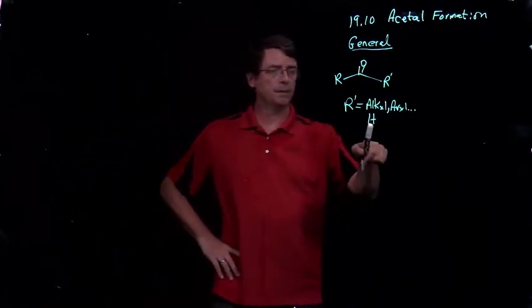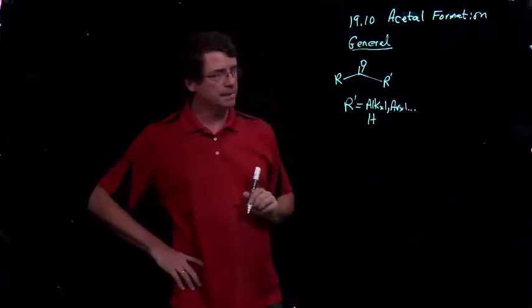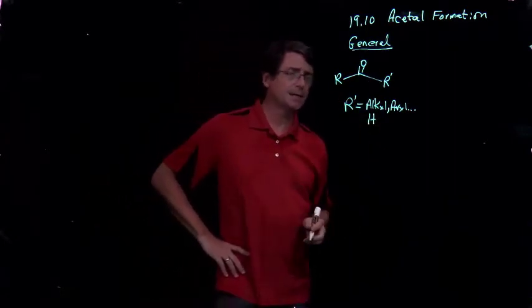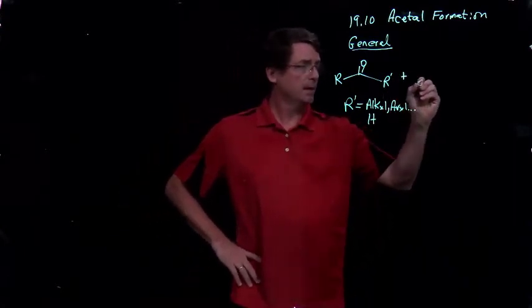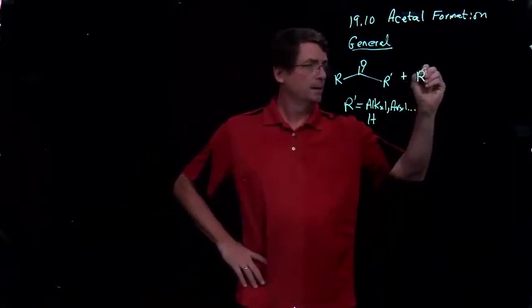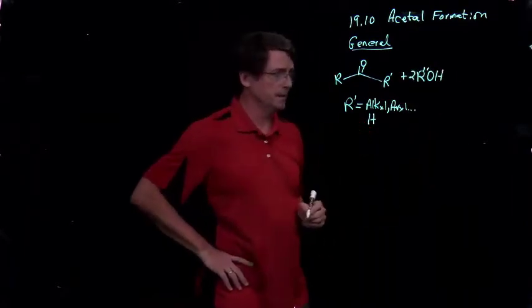If it's made from an aldehyde, it used to be called an acetal. If it was made from a ketone, it used to be called a ketal. Acetal is taken as the general name for all of these now. So this reacts with, we'll call this double prime alcohol. And we need two of these.